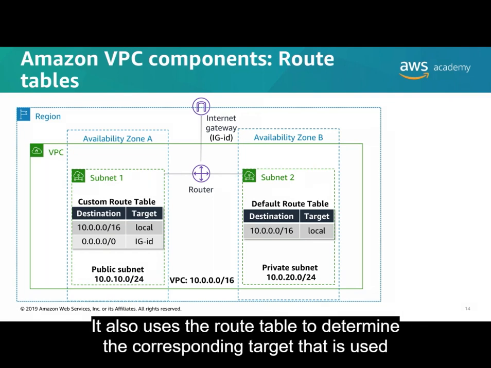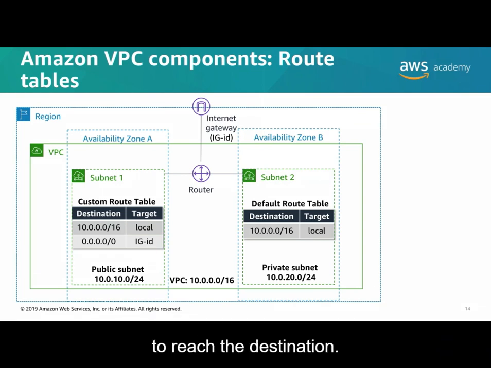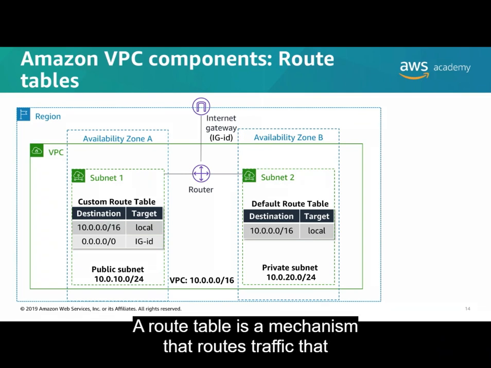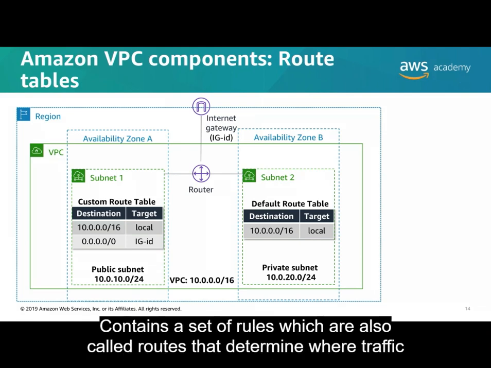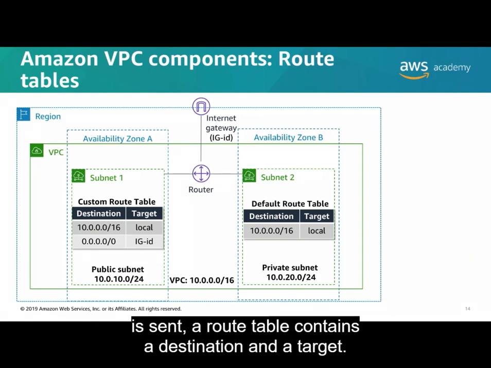It also uses the route table to determine the corresponding target that is used to reach the destination. A route table is a mechanism that routes traffic that originates from an associated subnet in a VPC. It contains a set of rules, which are also called routes, that determine where traffic is sent. A route table contains a destination and a target.